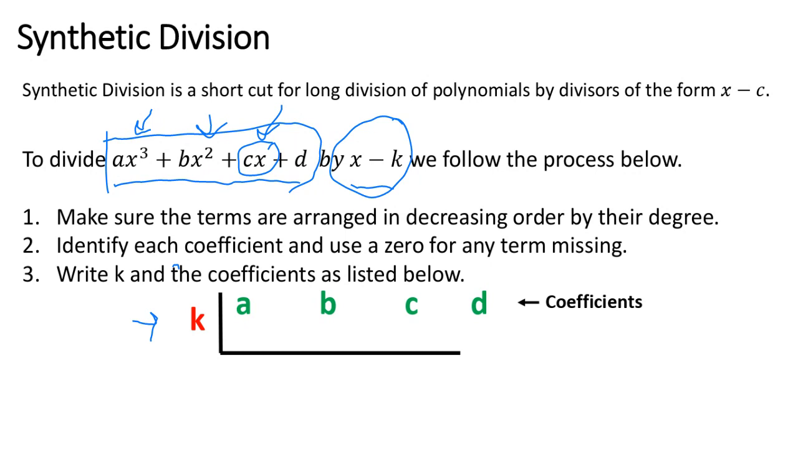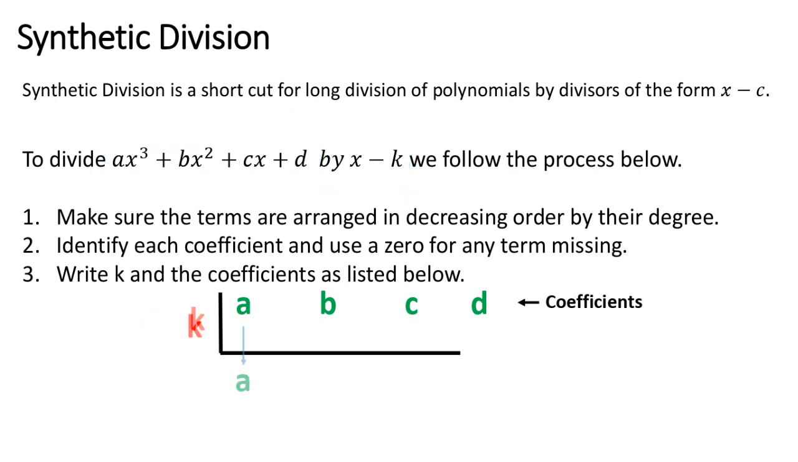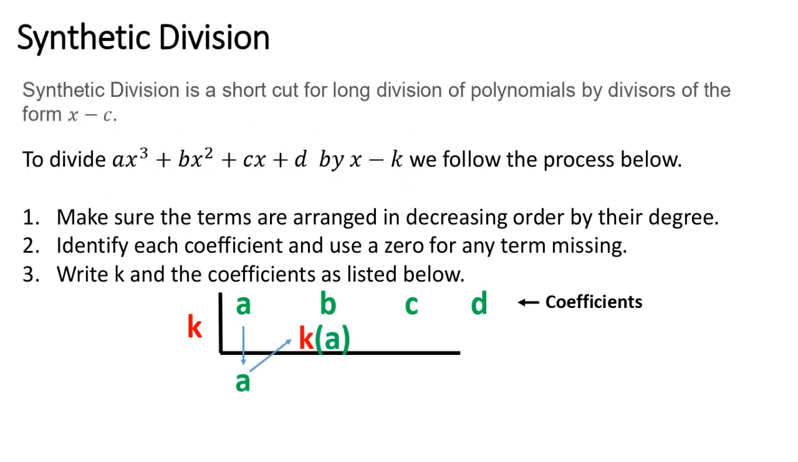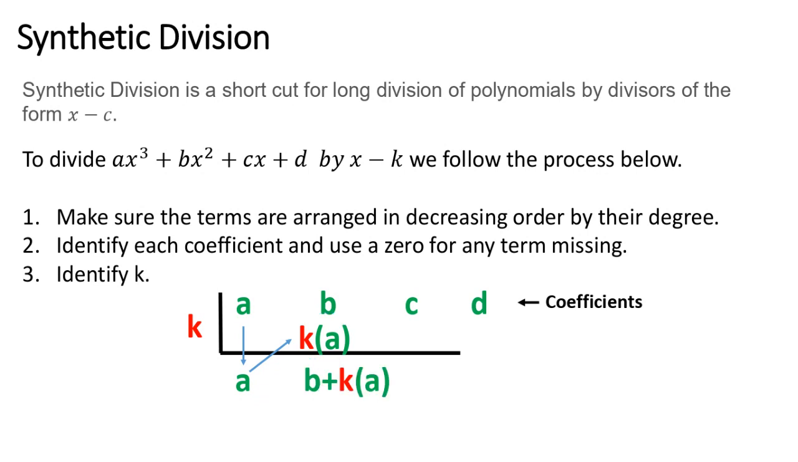Okay, the next step we want to do is we want to bring down the a. So we're just going to bring down the a straight down. And after we do that, then we're going to multiply k times a. And whatever we get there, we're going to place in the bottom of b. So we're going to place it right here. Once we do that, then we're going to add b plus k times a. And whatever answer we get, we're going to just put it straight down here below that. And then the process is going to continue. And you'll see it right now with numbers, exactly what we mean.